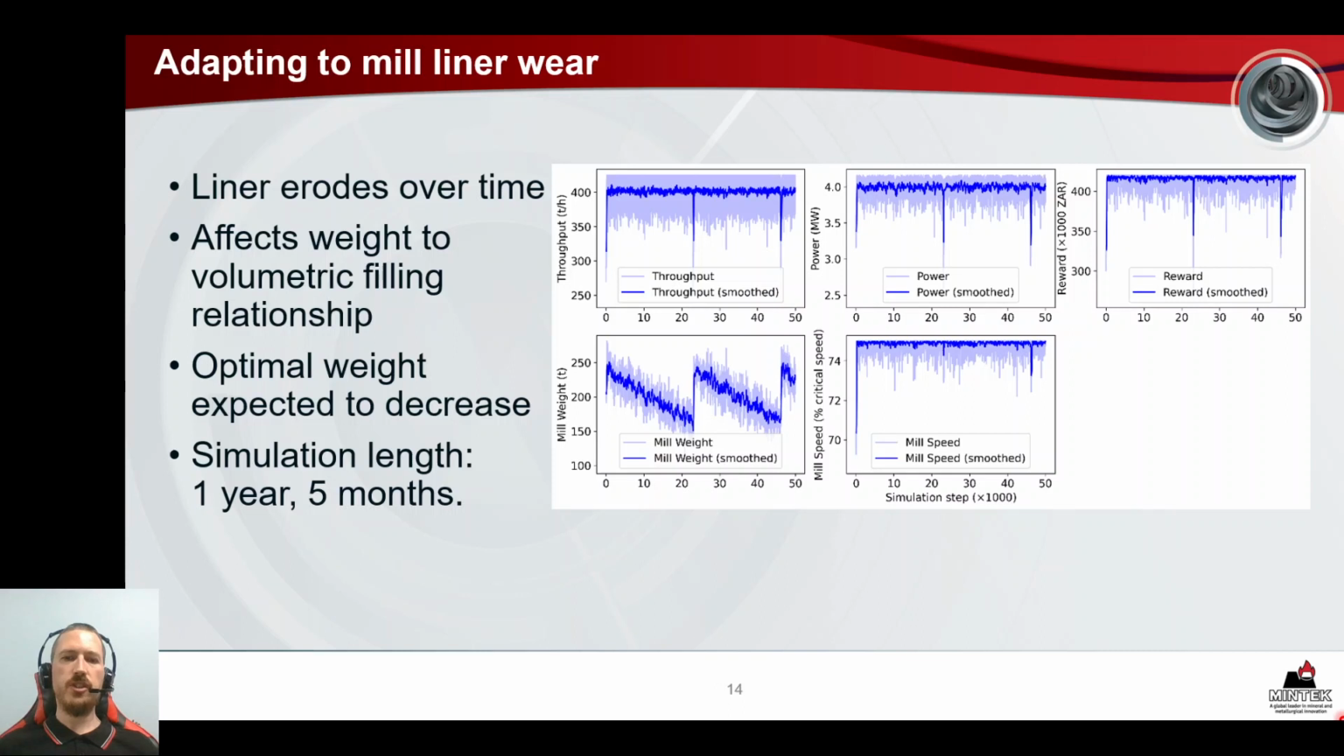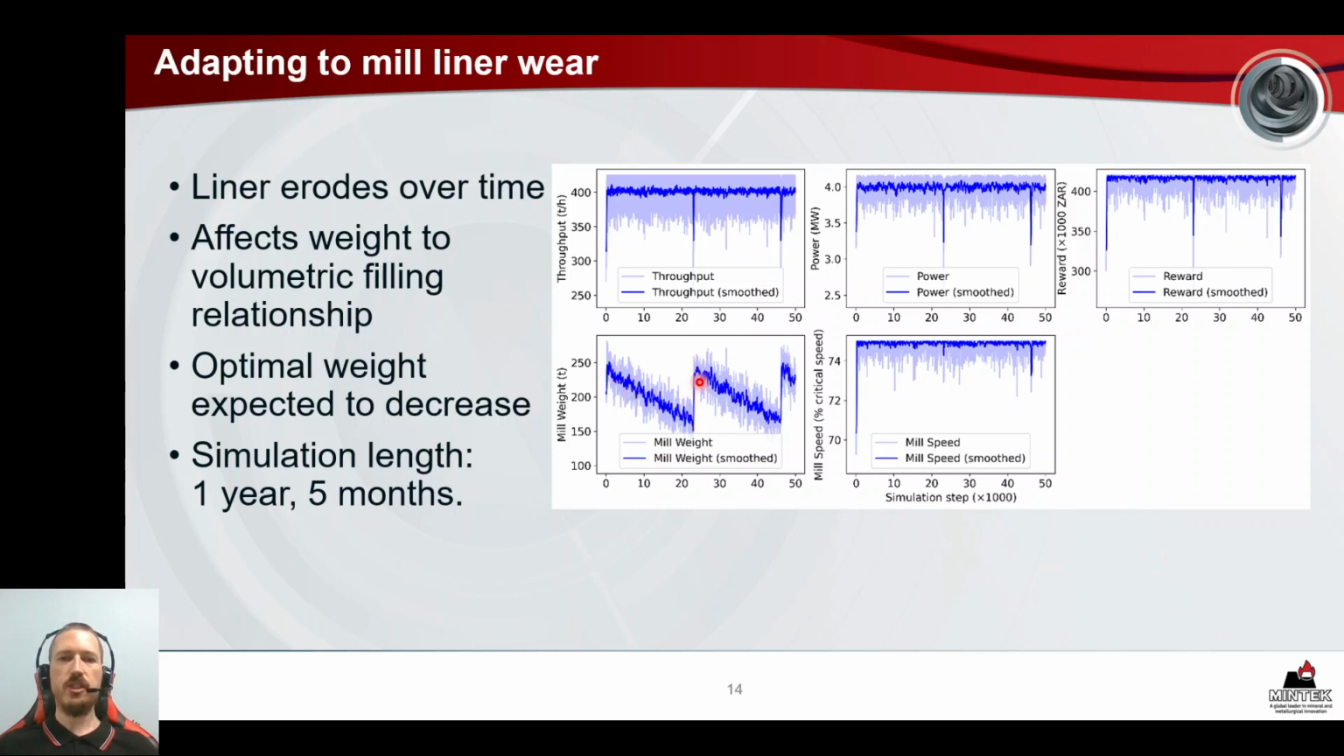The full simulation covers 50,000 time steps, or 1 year and 5 months in simulation time, and it includes liner wear. Now, as the liners wear out, the target weight that is required to achieve a certain volumetric filling decreases. So the agent needs to decrease the target weight over time to keep the mill at its optimal operating point. And we see here that the agent does that.